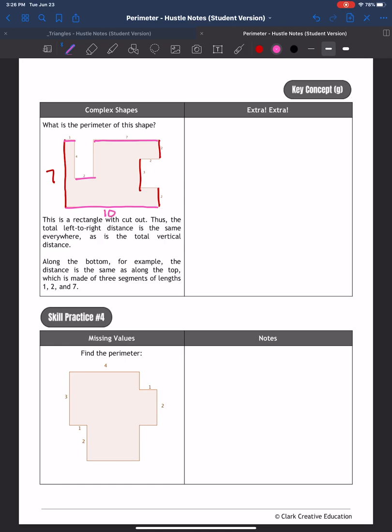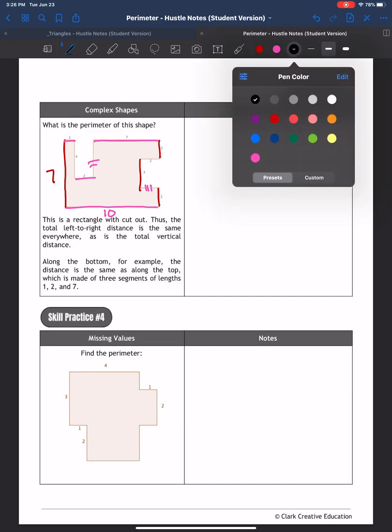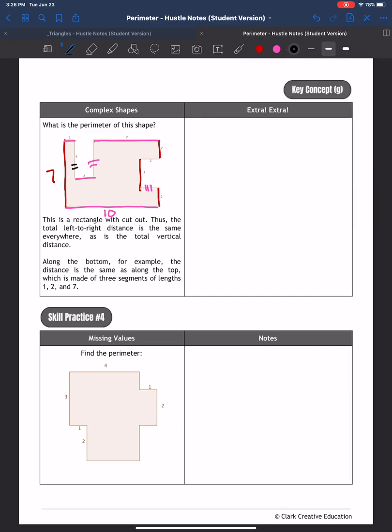Now that I have all of my big sides, I'm going to look at these two little guys here and then here. They are going to be congruent to the sides opposite of them. So this line and that line will be the same, that'll be 4. This line and this line will be the same, that'll be 2, and now I'm going to add.